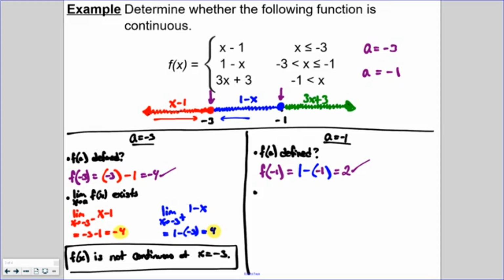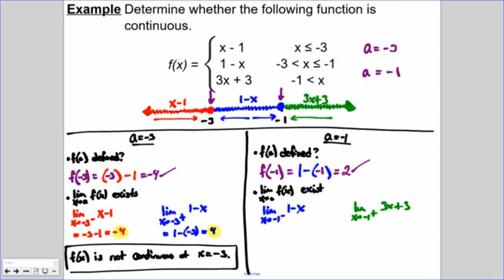Next up, we want to check the limit. Does the limit as x approaches a of f of x exist? And as we know, we have to check both the left and the right-hand side. So we're going to be looking at the limit as x approaches -1 from the left, and the limit as x approaches -1 from the right. Now we just need to figure out which function we're going to use for each side. As we approach -1 from the left, we're going to use the expression 1 minus x. And when we approach -1 from the right, we're going to be using the expression 3x plus 3.